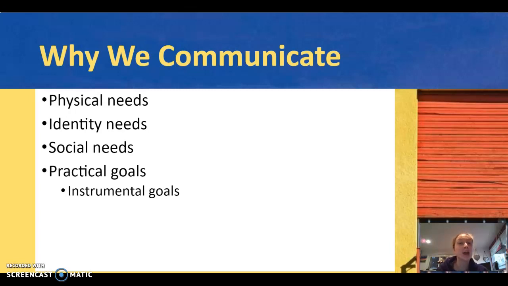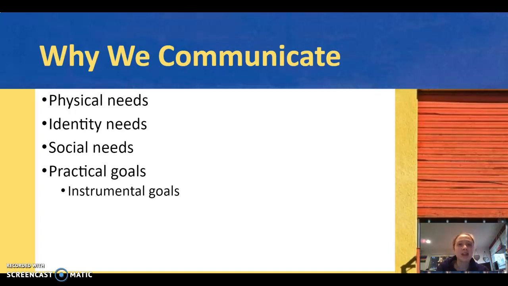So for instance, when you're telling a joke, and every time you tell a joke a lot of people laugh and it seems genuine that they laugh, you can pretty much assume and take on that identity of being a funny person. And then we get into social needs.